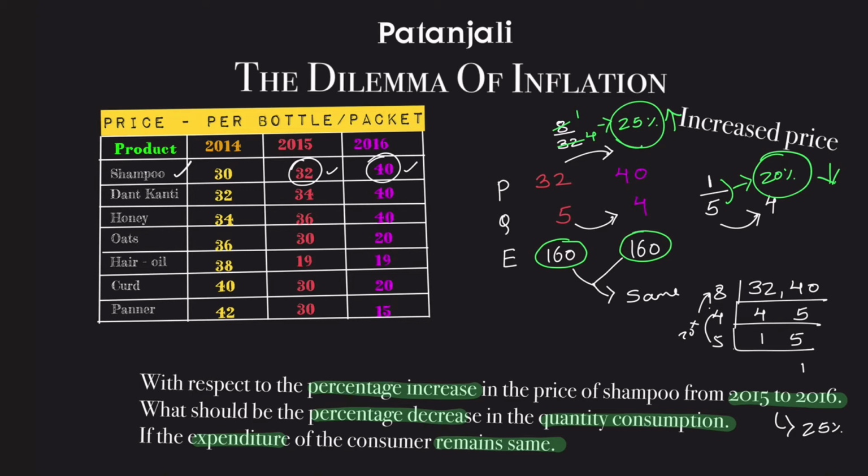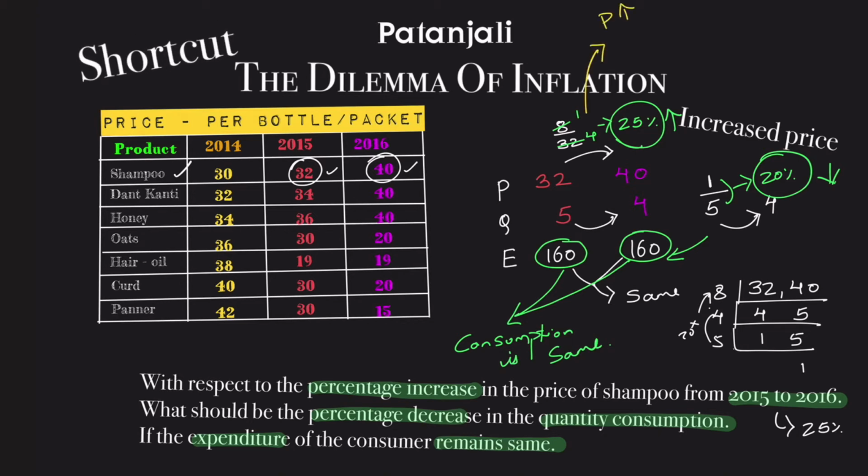So what is the percentage reduction in the quantity consumed? 20%. Earlier I was consuming 5 and now I am consuming 4, reduced by 1. 1 over what? 5. 1 is what percent of 5? 20%. And that is what the question is asking me: what should be the percentage decrease in the quantity consumption? 20%, provided the expenditure remains the same. Yes, the expenditure does remain the same. It was 160 in both cases. So my answer to this question is 20%. With a 25% increase in the price, 20% should be the reduction in the quantity.